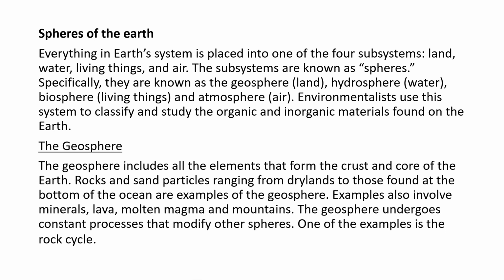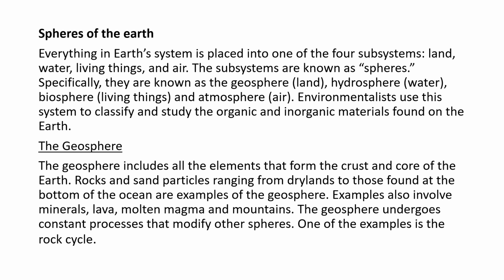Another topic that comes under this is the spheres of the Earth. Everything in the Earth system is placed into one of the 4 subsystems: land, water, living things, and air. The subsystems are known as spheres. Specifically, they are known as the geosphere, which is the land, hydrosphere, which is water, biosphere, which are living things, and atmosphere, that is air. Environmentalists use this system to classify and study the organic and inorganic materials found on the earth.